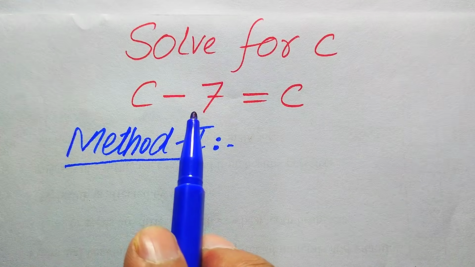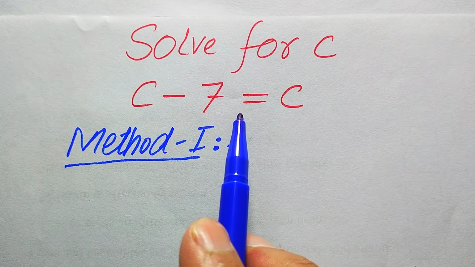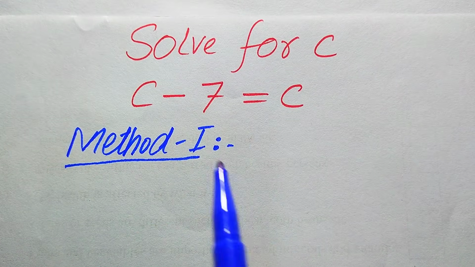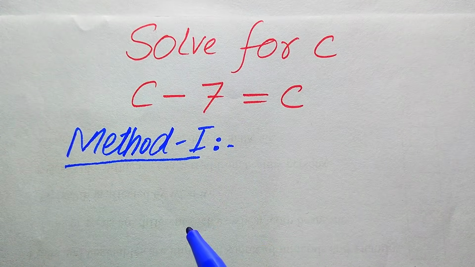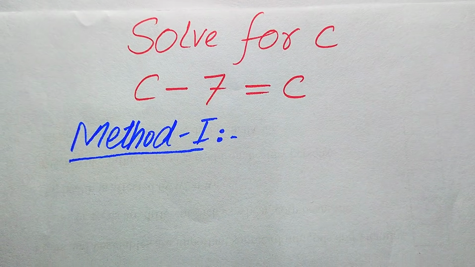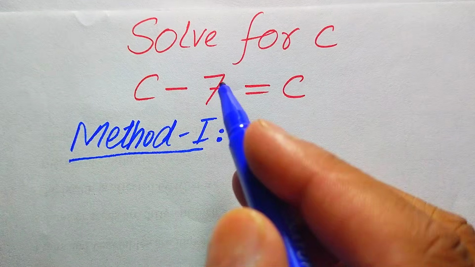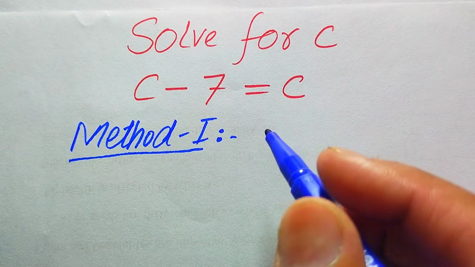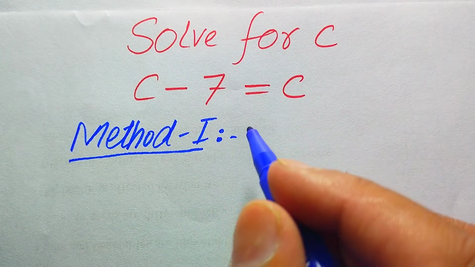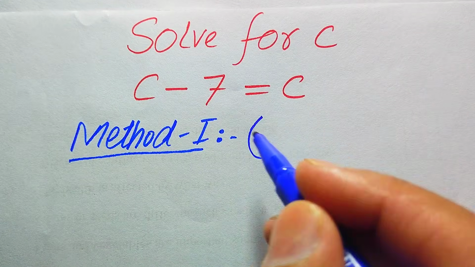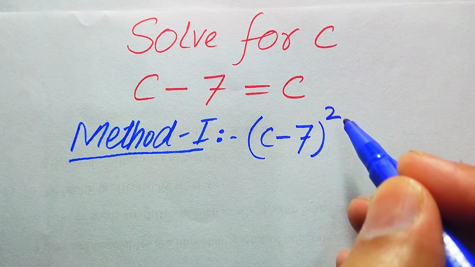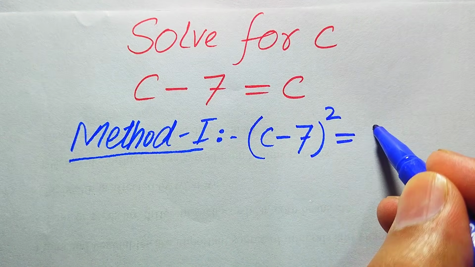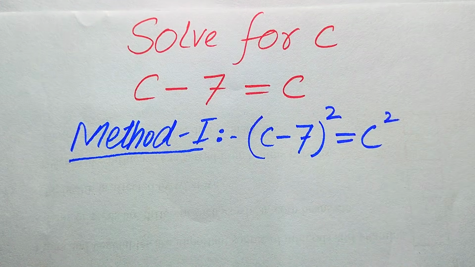But if you focus on the question statement, you see directly that the value of c does not exist, but in the first method I can give you a nice technique in which we can easily find the values of c. So we move towards the solution of this problem, and the very first thing we are going to do is apply squaring on both sides, and this will be written as c minus 7 whole square is equal to c square.